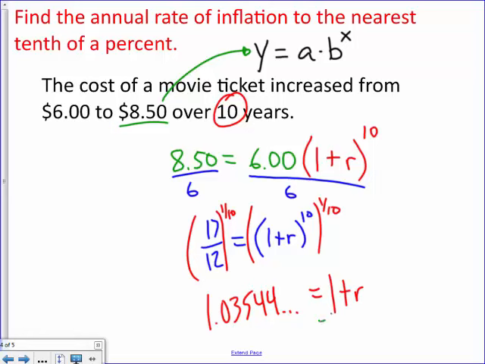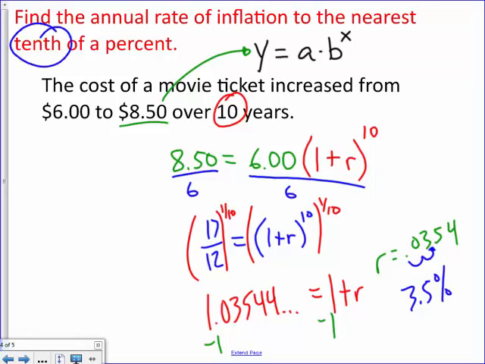And then I just have to subtract 1 from both sides to find my rate. So really I just take what I have on my calculator and subtract 1, and I end up with about 0.0354. So r equals 0.0354. And to find a percent, we just move it 2 to the right. So that would be 3.5%, because right, it said to the nearest 1/10 of a percent. So 3.5% increase of inflation. So there we go. So we're kind of using our recursion thought.